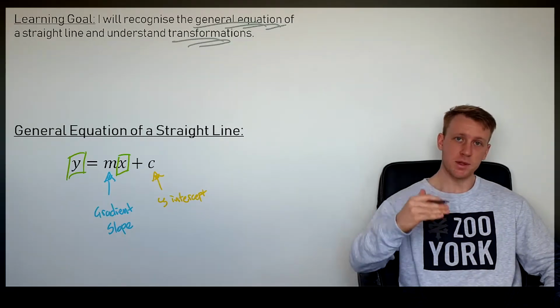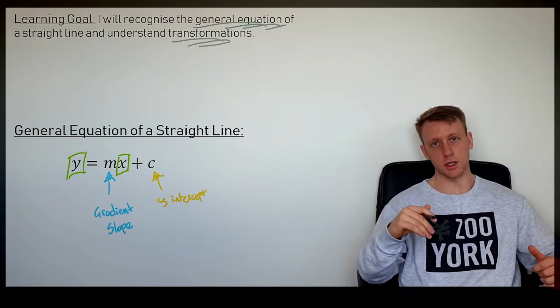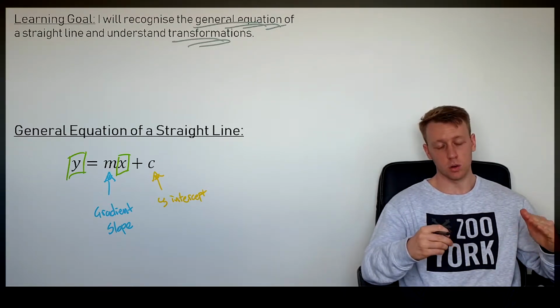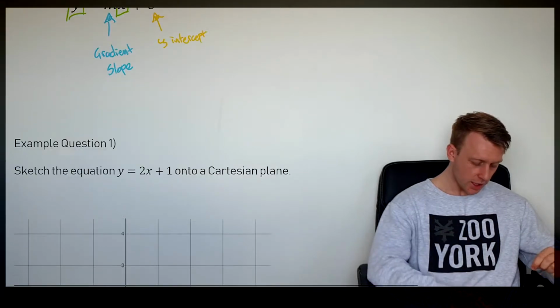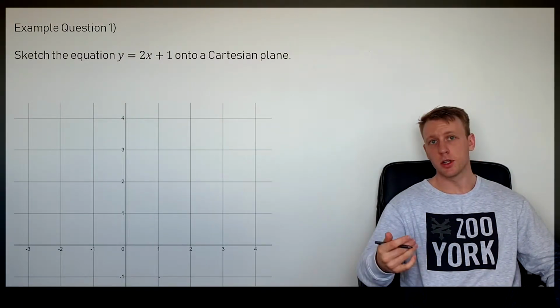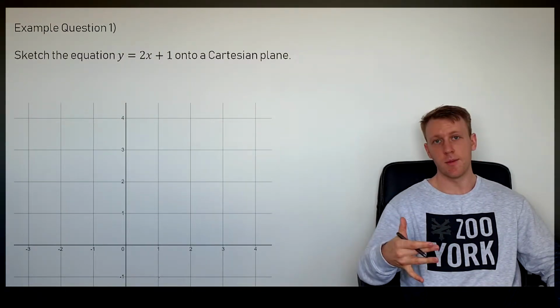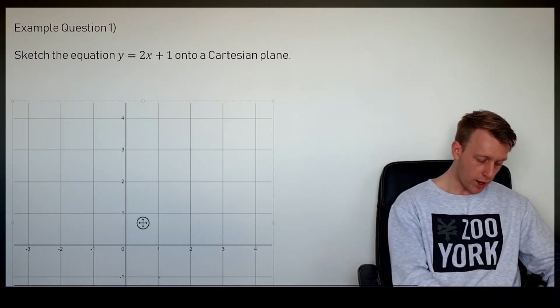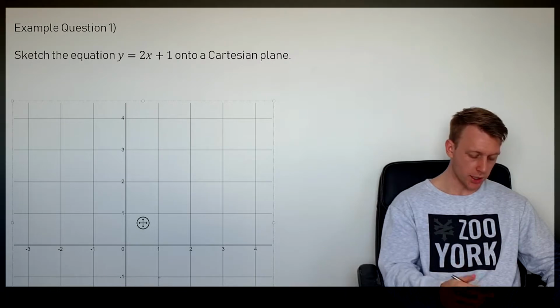So we've got an up-down shift, and we've also got the shift of the slope, where we're either walking up a hill or downhill. So with that in mind, we're going to see if we can look at the equation of a line and sketch it onto a graph. So we've got here, sketch the equation y equals 2x plus 1 onto the Cartesian plane.